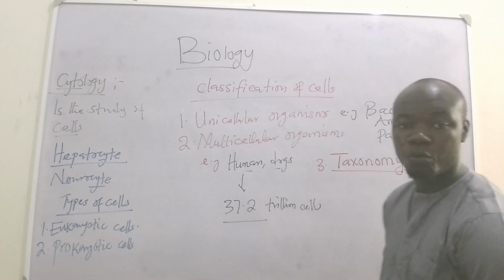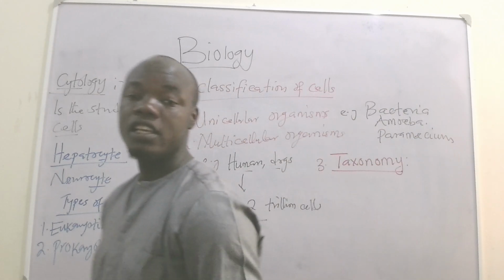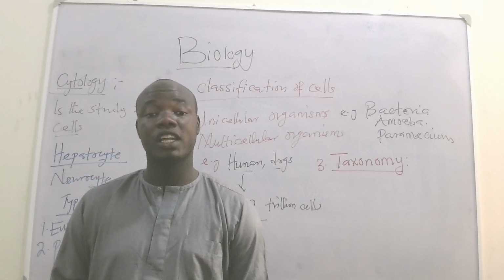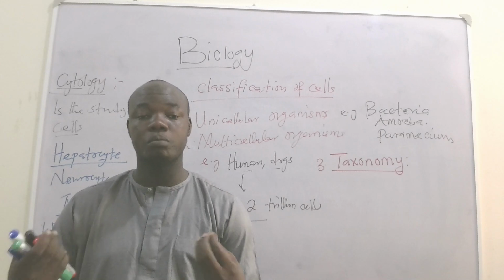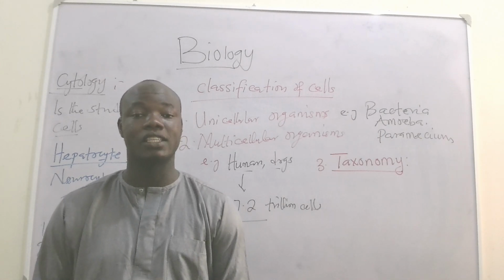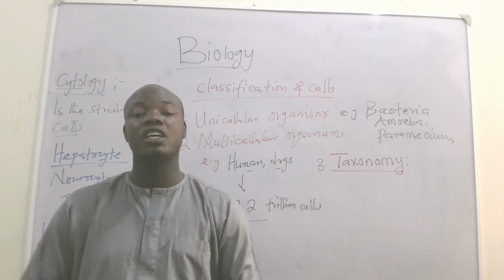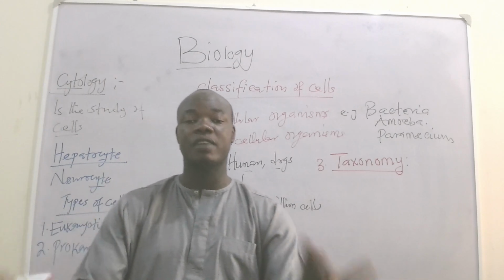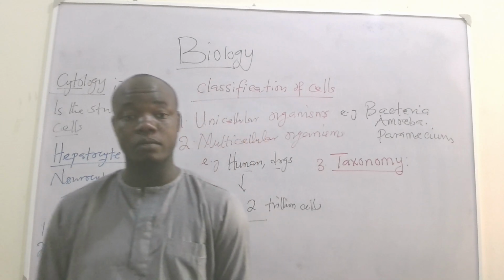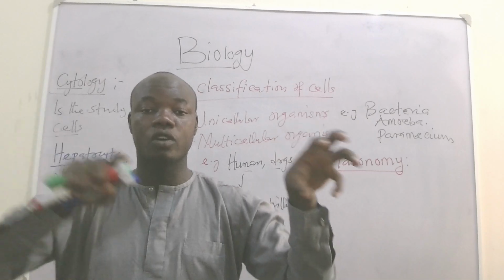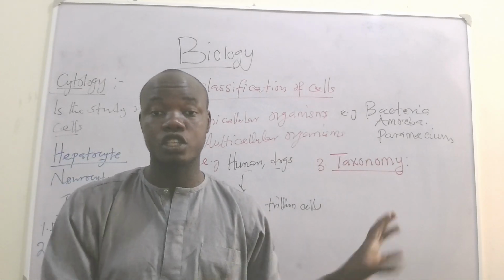So what is taxonomy? When we say taxonomy, it is the study of classification of living organisms. Generally, because there are millions and billions of living organisms that exist on Earth, the simplest way to study those organisms is by classifying them. We classify them into subgroups so that you can easily recognize and identify which is which.